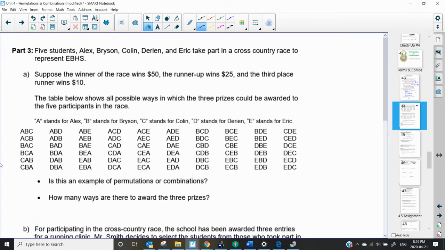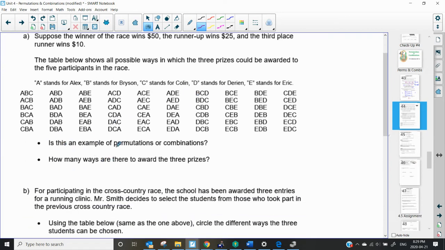And so we have a table written below here. I've written out a table here. A stands for Alex, B for Bryson, and so on. And this would be all of the different ways that those prizes could be divvied out. And so the first question is, is this an example of permutations or combinations? Well, order matters, so that means that this is an example of permutations. So because order matters, this is permutations.